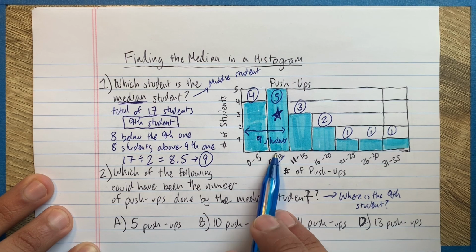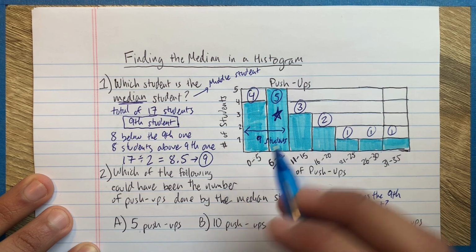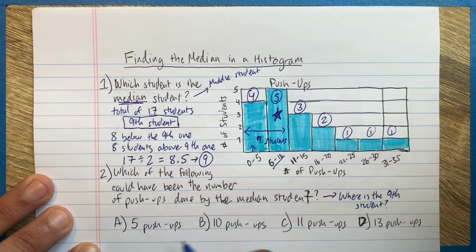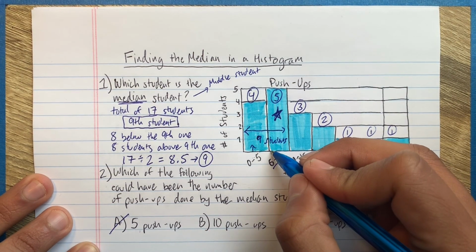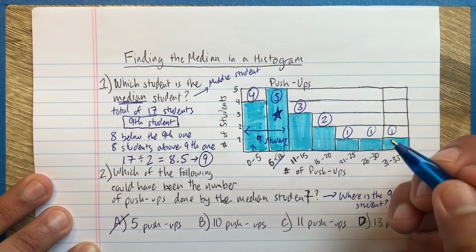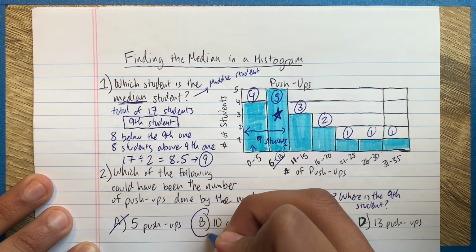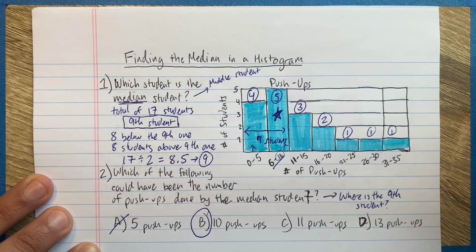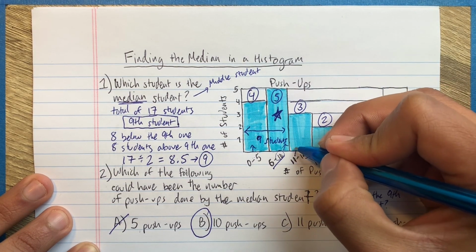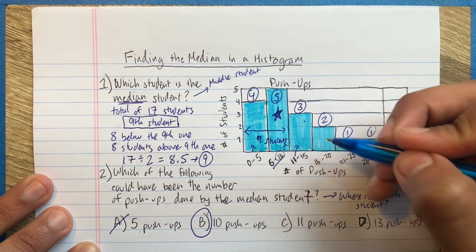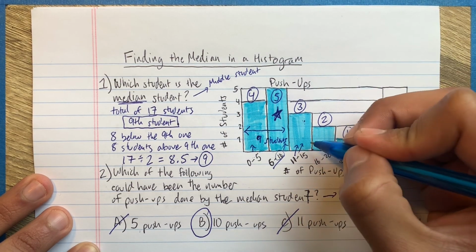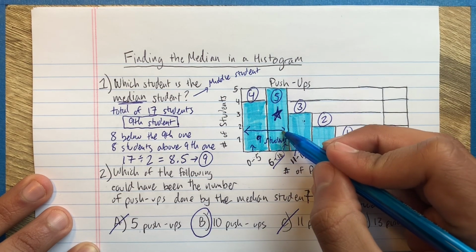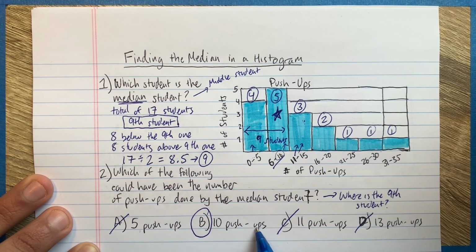There's no way that the 9th student could have done 5 push-ups because 5 push-ups belongs to this first column. So we can cross out A. B, 10 push-ups. Well, 10 does belong to this column where our 9th student is. So let's circle that as an option. 11 push-ups. 11 push-ups belongs to the third column, and we know that our 9th student is not in the third column, so we can cancel C. And D, 13 push-ups. 13 is also somewhere in this column, but we know that our 9th student is not there. So the answer is B, 10 push-ups.